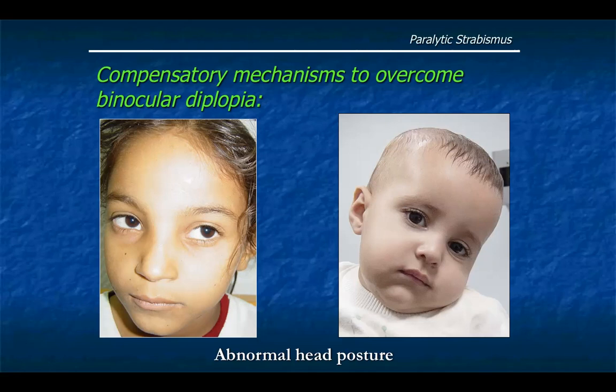And this baby has superior oblique paralysis of the right eye. So to overcome diplopia, he performs a face turn and a head tilt to the opposite side and a chin depression, to put the eyes in the position where there is no action of the paralyzed muscle, where the muscle does not act.